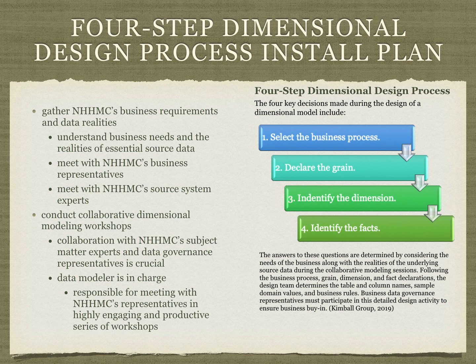The 4-step dimensional design process visualization to the right of the slide states that the 4 key decisions made during the design of a dimensional model include: step 1, select the business process. Step 2, declare the grain. Step 3, identify the dimension. And lastly, step 4, identify the facts. The answers to these questions are determined by considering the needs of the business along with the realities of the underlying source data during the collaborative modeling sessions.